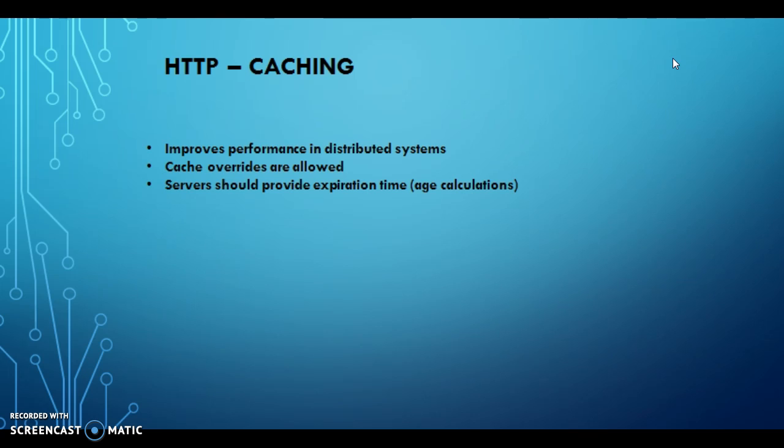But caching improves performance in distributed systems. And what happens is, for example, in banking, we could download the primary web page of our bank site. And this way, when a user wanted to log in, the login page was cached, and then they could just send their credentials up to the banking site. Cache overrides are allowed, and the big thing here is servers should provide an expiration time for how long that cache should survive.